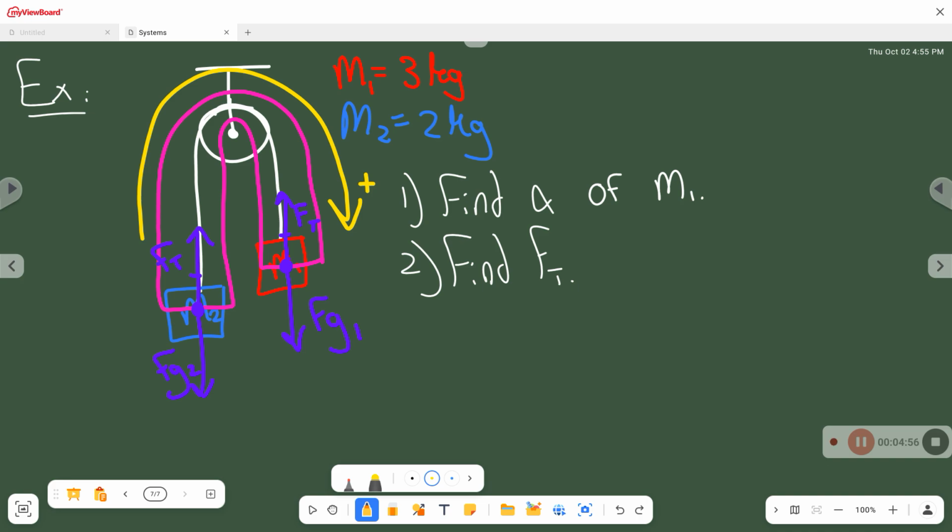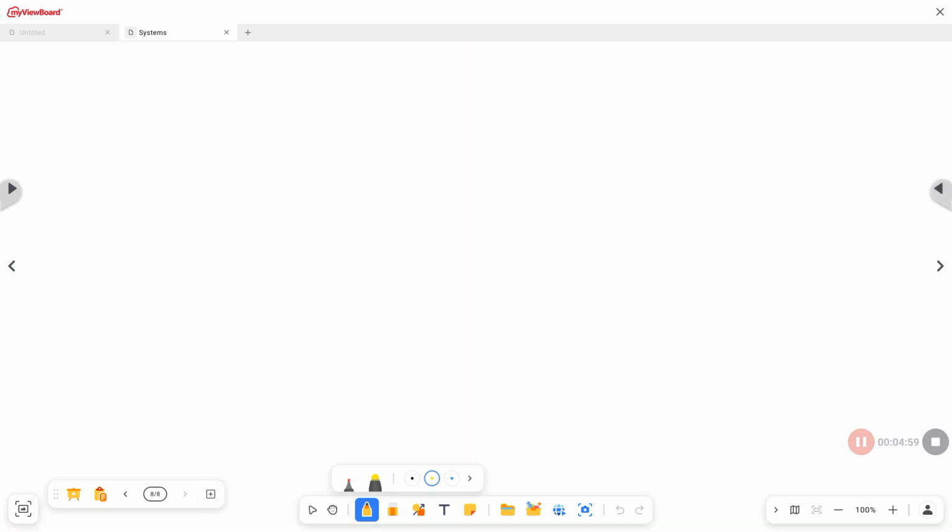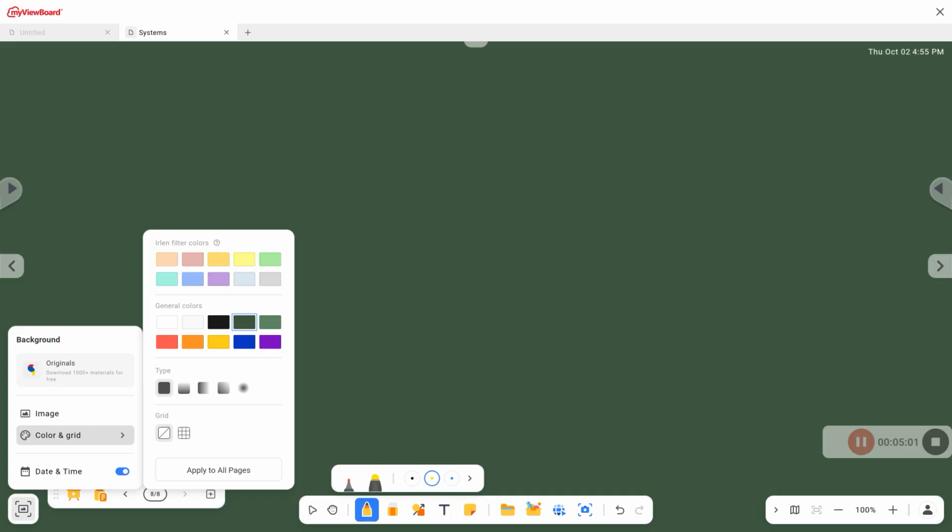Let's move to a new screen here. Color so you can actually see it.